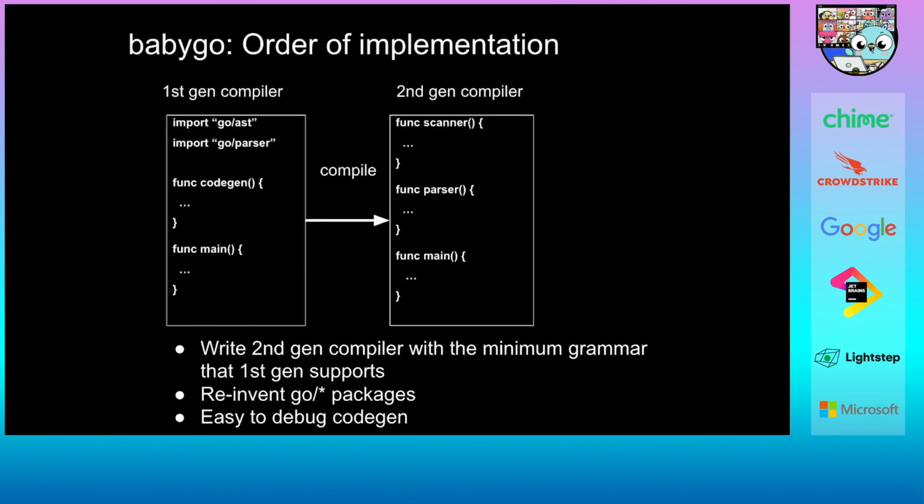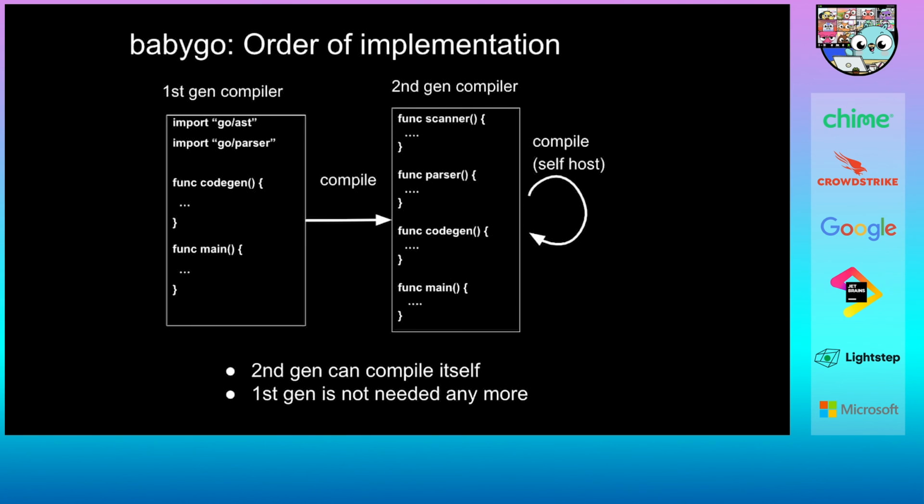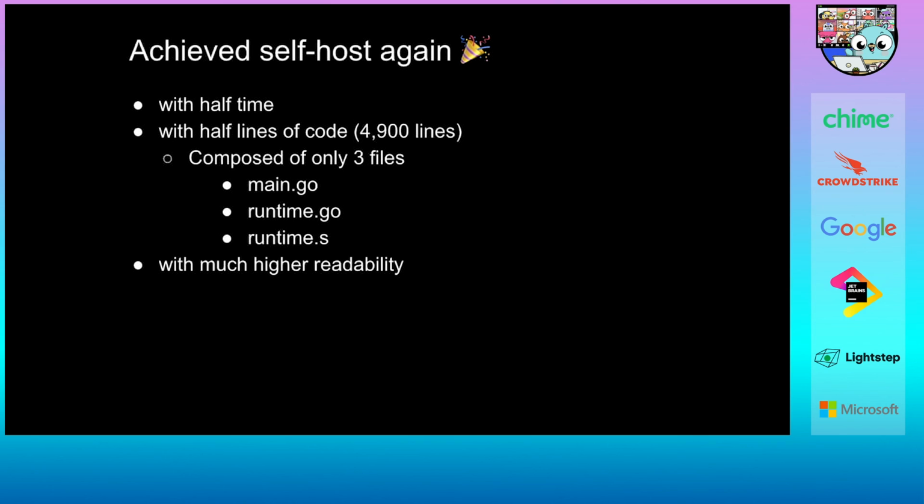The biggest advantage of this method is that if the codegen in the first generation compiler has any bugs, we can find them early while writing the second generation compiler. Then we can fix them easily. After implementing scanner and parser and codegen in the second generation compiler, finally it was able to compile itself. Yeah, I achieved self-hosting again.